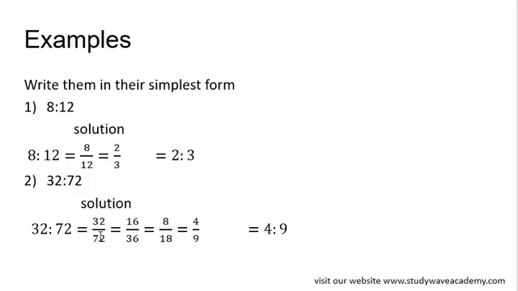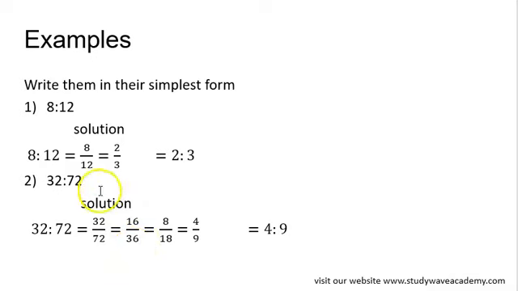Now, to make things easier, I started with 2. We used 2 to divide 32 and used 2 to divide 72. It gave us 16 over 36. If you divide 32 by 2, it will give you 16, and 72 by 2, it will give you 36. Okay? So we divide again with 2.